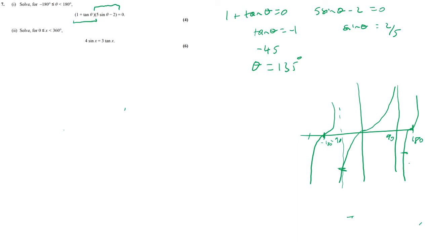Okay, with this one, shift sine 2 over 5, I should get 23.6 degrees, and also 180 minus that number, I will also get 156.42 degrees.